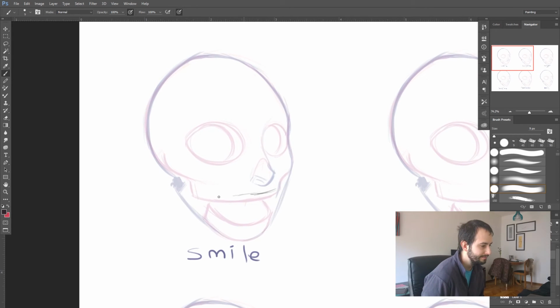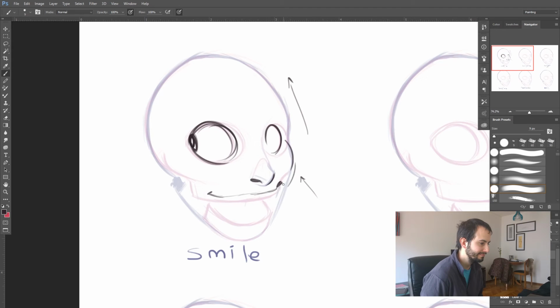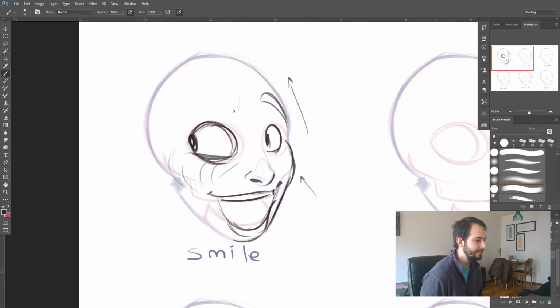So, smile. We know that from the smile, this is going up, and this is going up as well. You can now see the teeth in most of the expressions because all of them are going to have the mouth open. Since all of this is concentrating here, this is going to be just a little bit closed. And since this is a happy person, it's going to be like this.